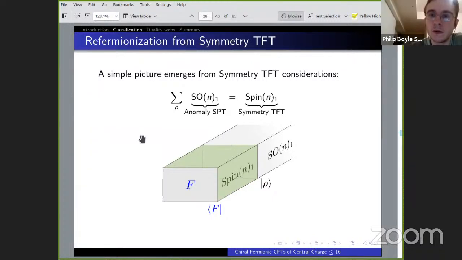Invertible TFT, invertible topological field theory. Why do you say an invertible TFT? Invertible, right? Isn't it non-invertible? Well, in the sense that it's a TFT, but not an SPT.